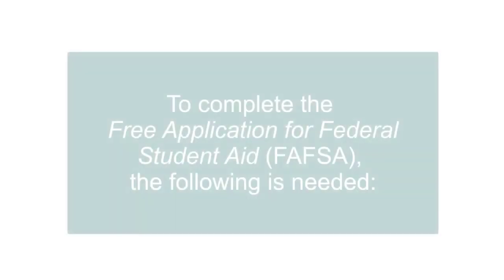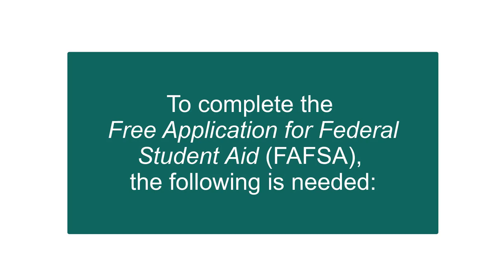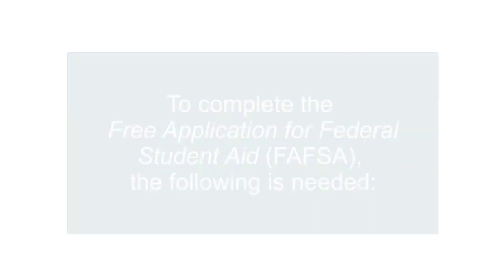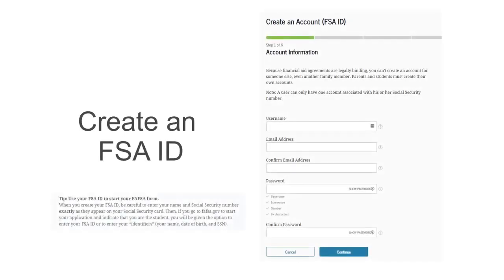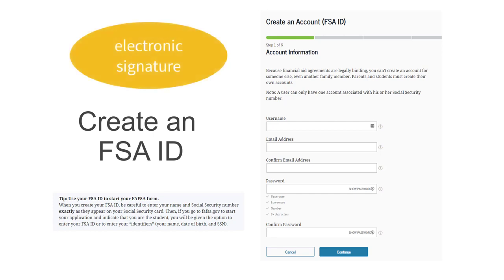In this lesson, we will focus on how a student completes the FAFSA online. The first step to completing a FAFSA electronically, either online or through the mobile app, is to create an FSA ID. Both the student and, if dependent, at least one parent will need an FSA ID. This will be considered the electronic signature.